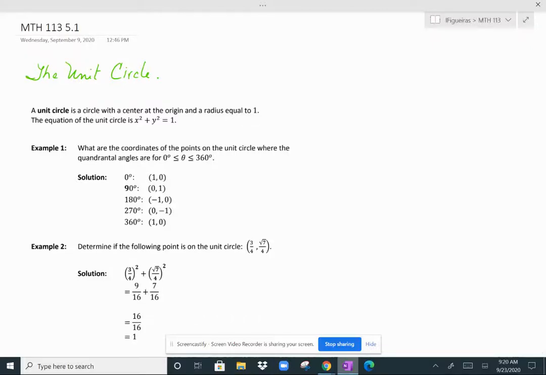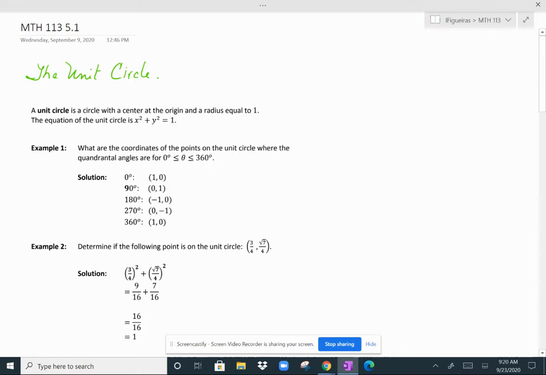Hi, this lesson is about the unit circle. A unit circle is a circle with a center at the origin and a radius of 1. The equation of the unit circle is x squared plus y squared equals 1.